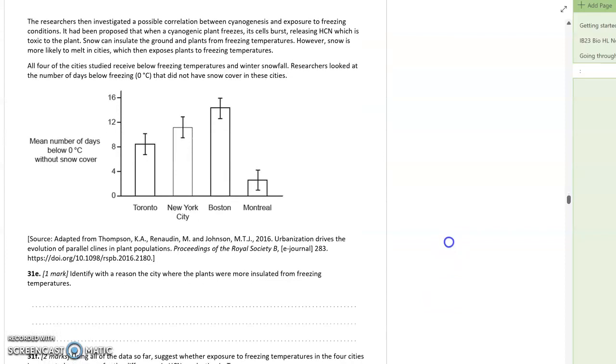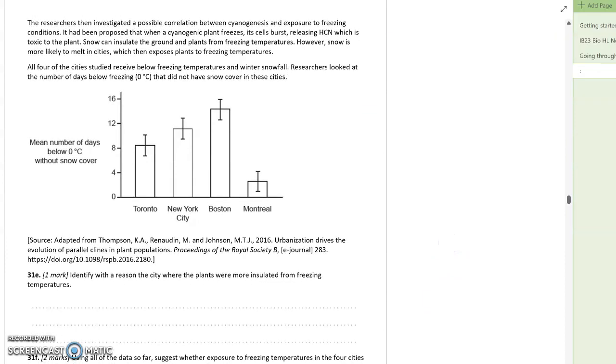Okay, so now we've got a new graph. So the researchers then investigated a possible correlation between cyanogenesis and exposure to freezing conditions. It's been proposed that when a cyanogenic plant freezes, its cells burst, releasing hydrogen cyanide, which is toxic to the plant. Snow can insulate the ground and plants from freezing temperatures. However, snow is more likely to melt in cities, which then exposes plants to freezing temperatures.